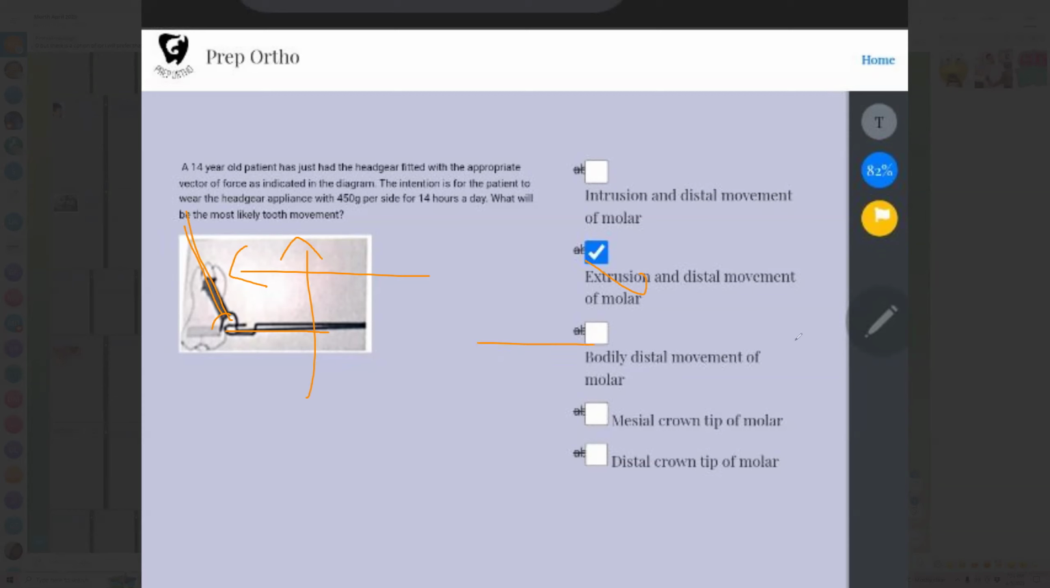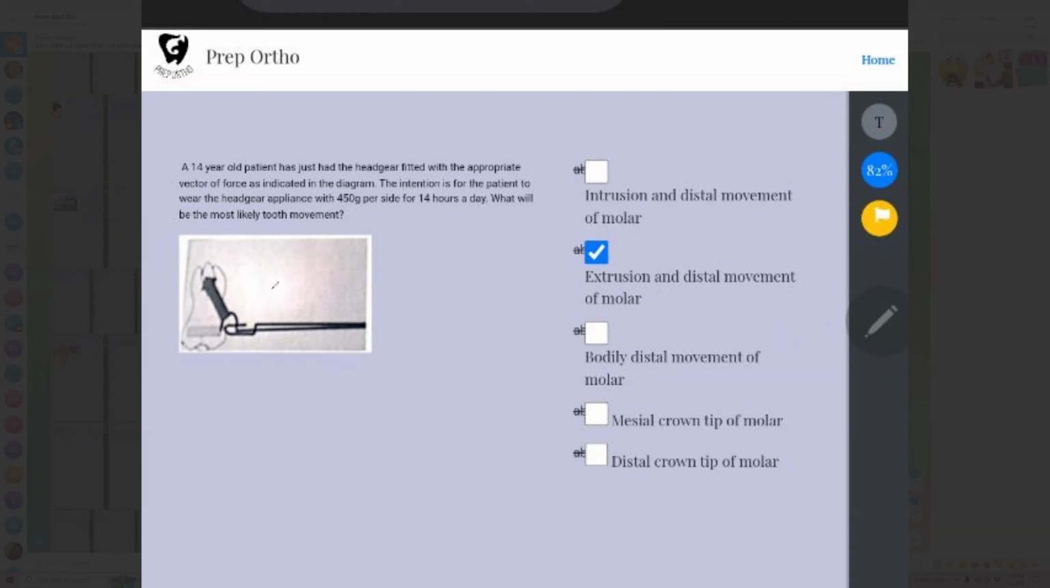I'm selecting this one, but I told you that there should be intrusion too, because the first one is bodily movement. Sorry to interrupt, but the inner bow should pass through the center of resistance, so we cannot say it's bodily movement. See, the inner bow is always in the band.